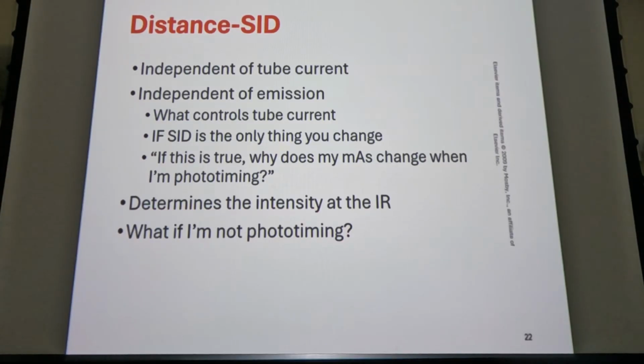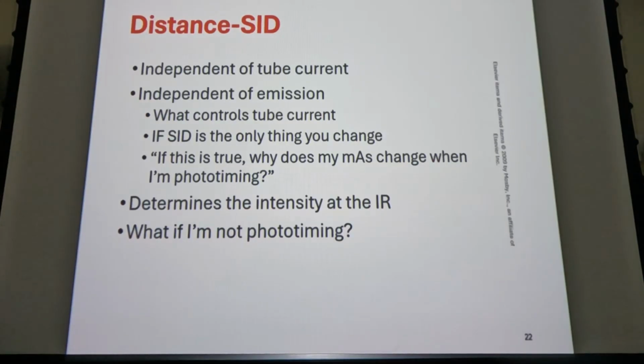All right, so SID, again, we're going to talk about distance. And in this context, we're going to talk about SID specifically. OID we're going to get to later. SID is one of our four primary factors, KVP, MA, time, SID. All right. So this gets a little bit complicated, kind of like what KVP does, but not as much so. So it's independent of tube current. So what does independent mean? On its own? By itself, right. So it's independent. It stands alone all by itself.